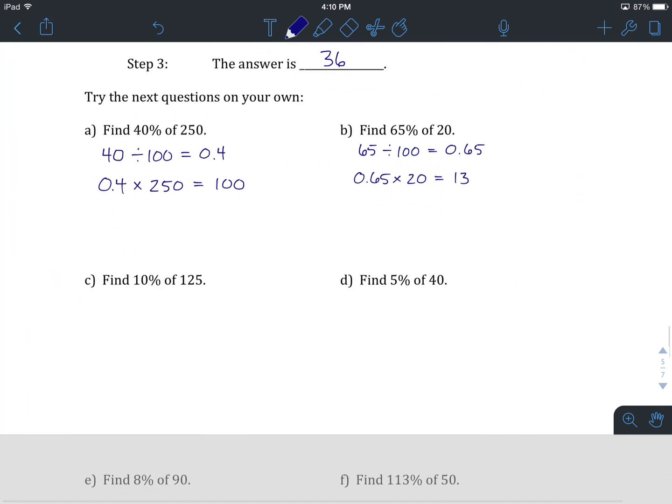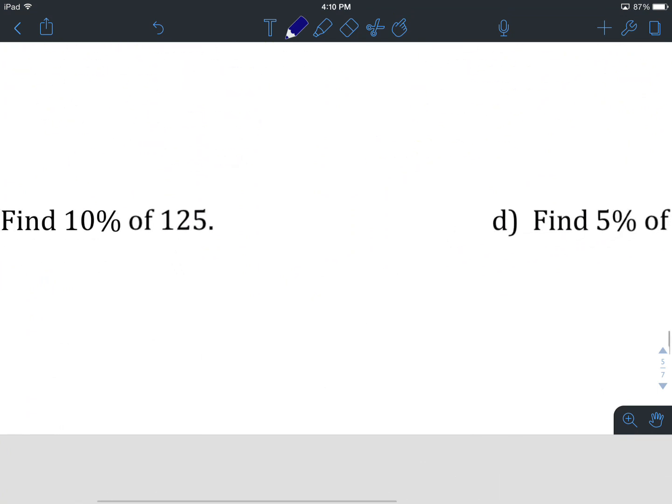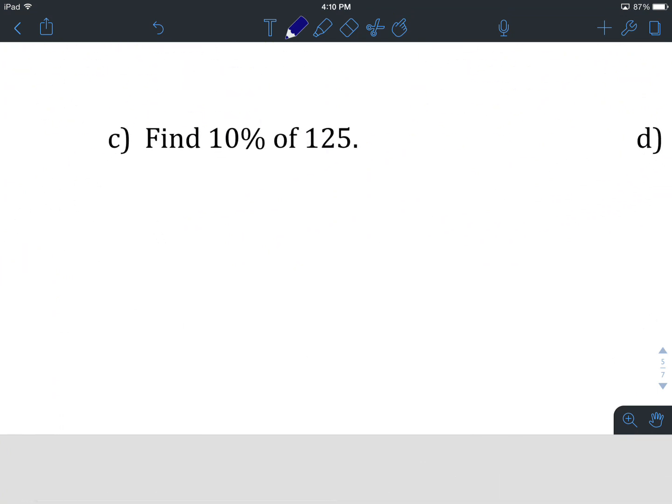So we have examples C, D, E, and F here. Let's see if you can get these steps down. Again, if you have to reference them from the notes, that's no problem. Let's start with C. See if you can figure out what 10% of 125 is. And hit pause here. When you got it, come on back. We'll see how you did.